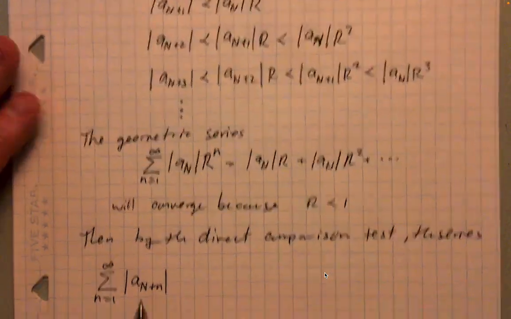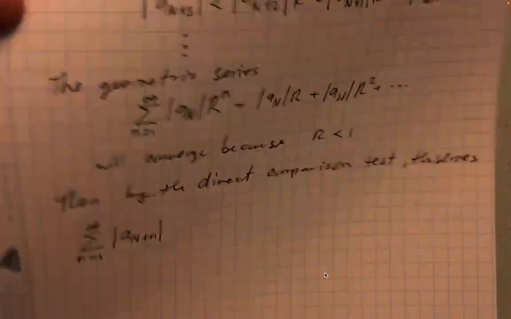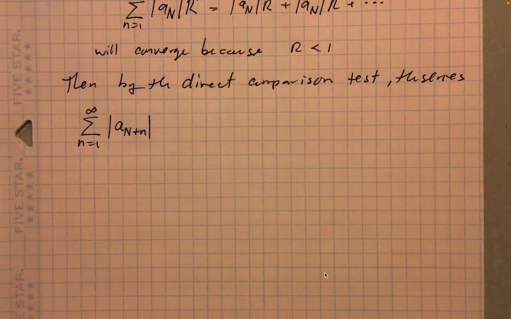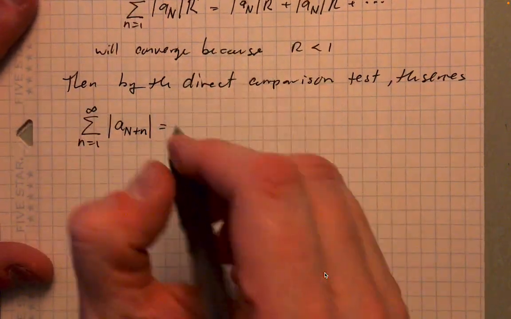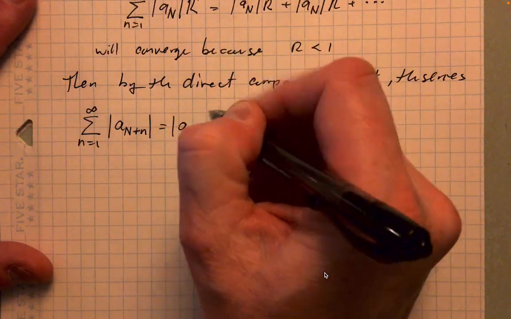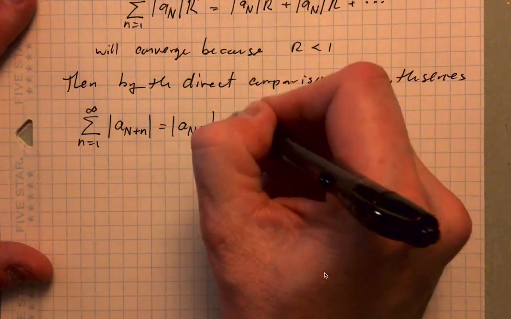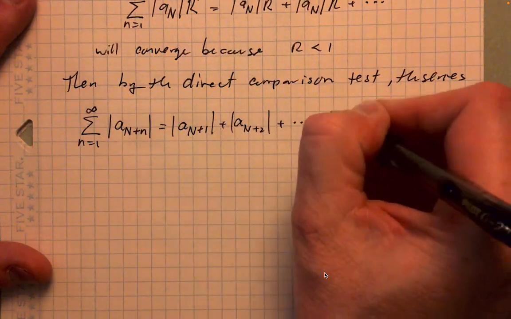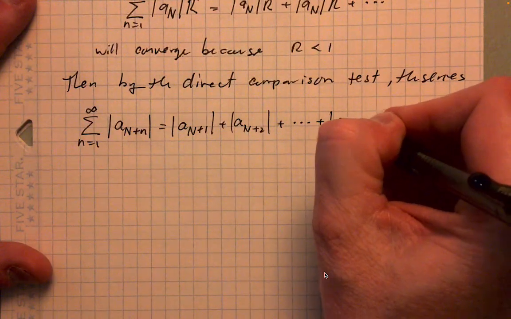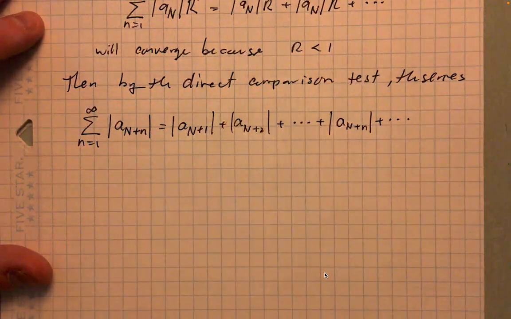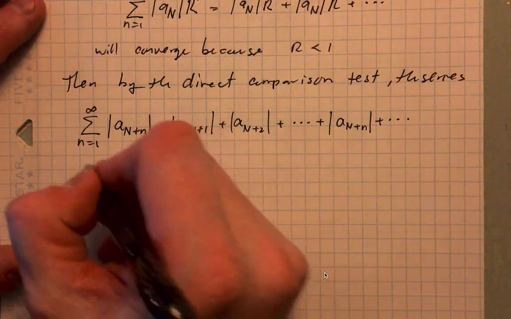Now, little n is the index, big N you can think of as a constant. It's a fixed n that we have chosen such that all of these inequalities hold. So this is going to be equal to a of big N plus 1 plus a of big N plus 2 plus dot dot dot plus, and I'll put the nth term in here, a of big N plus n plus dot dot dot. This is going to also converge.